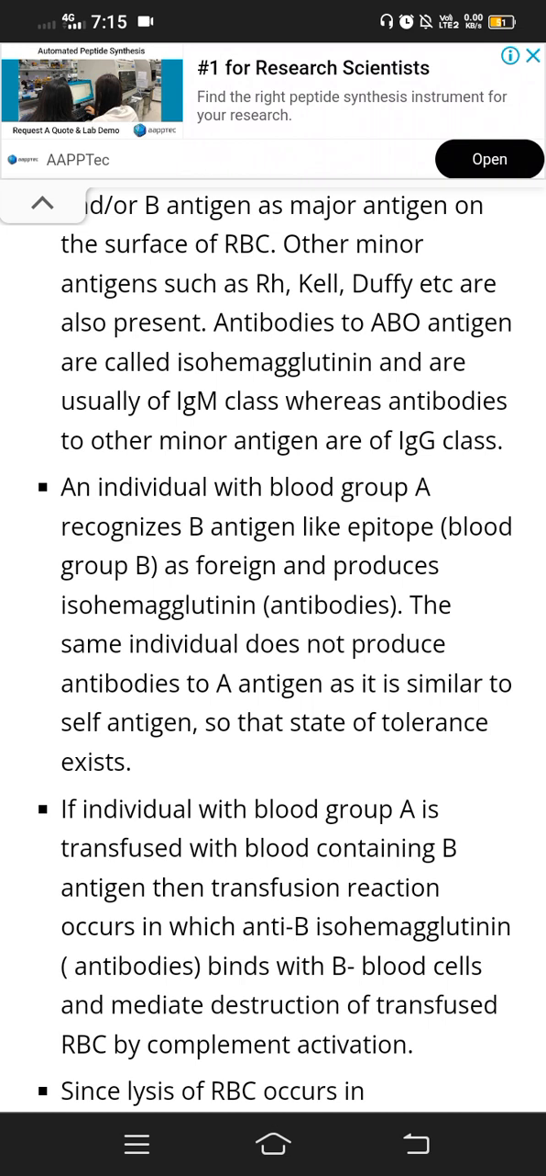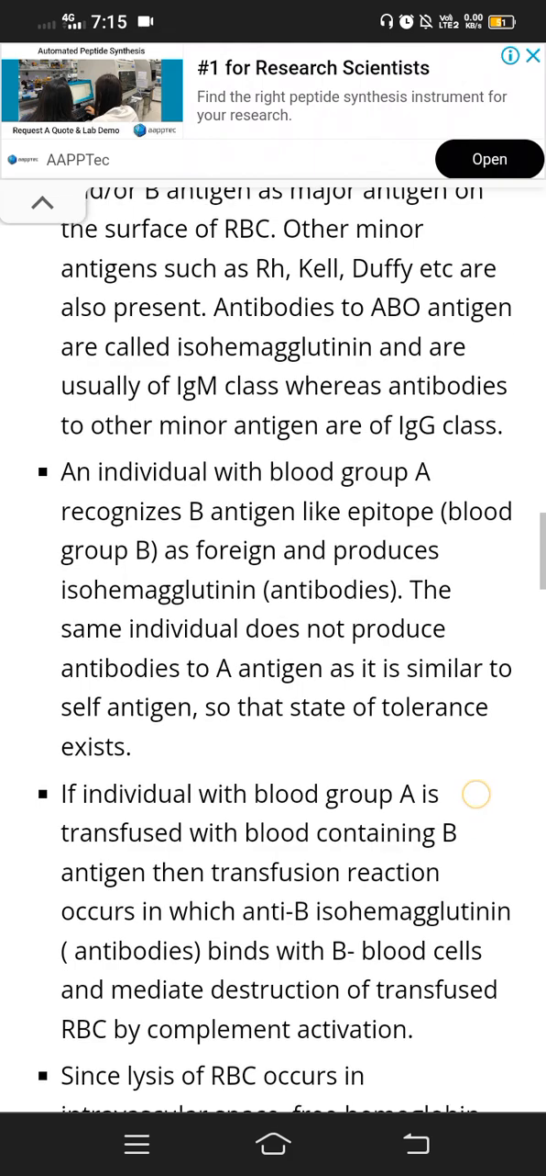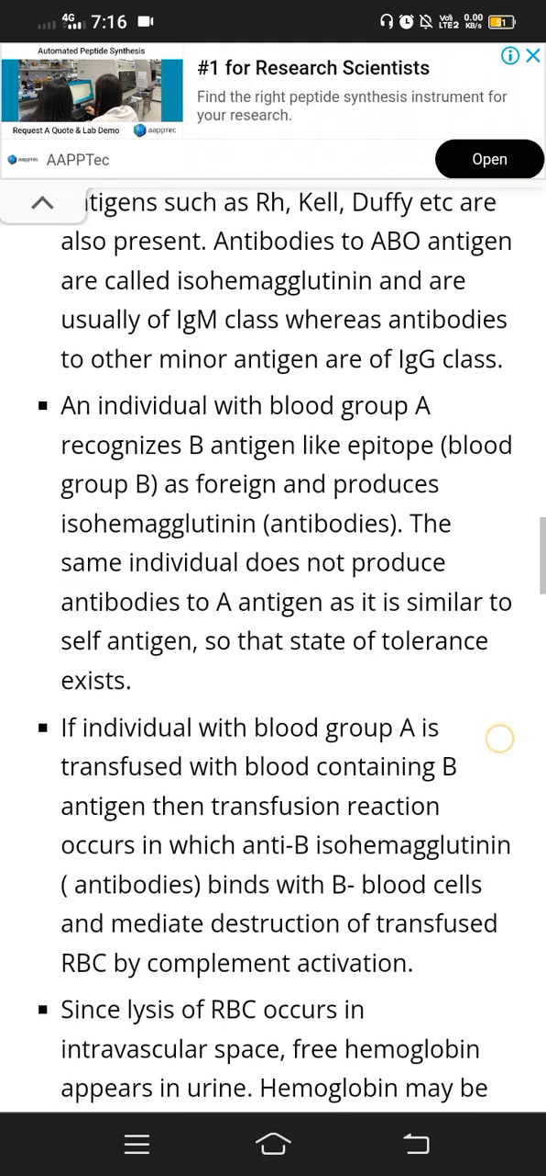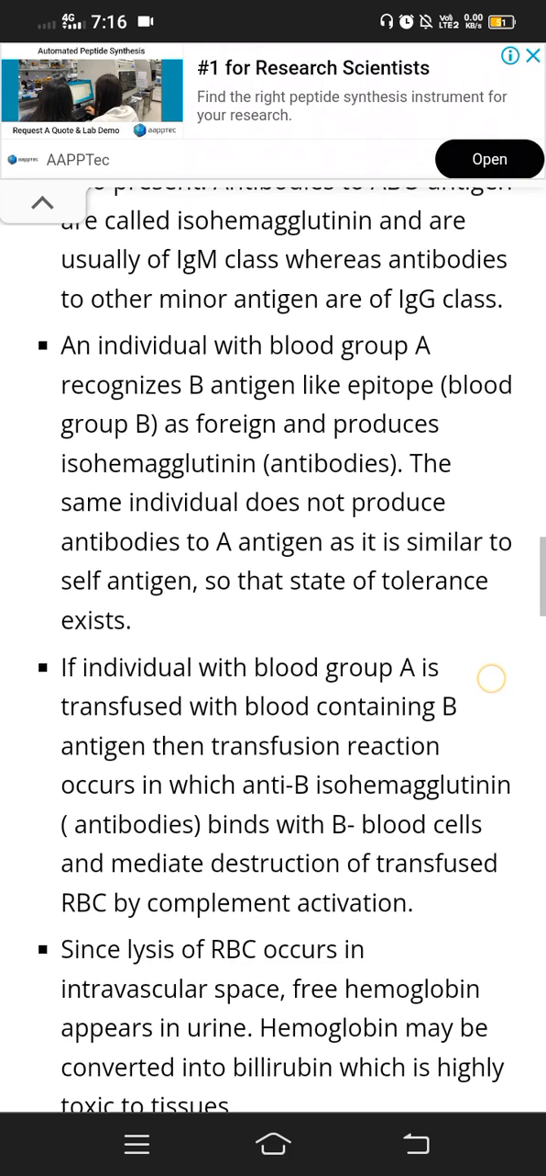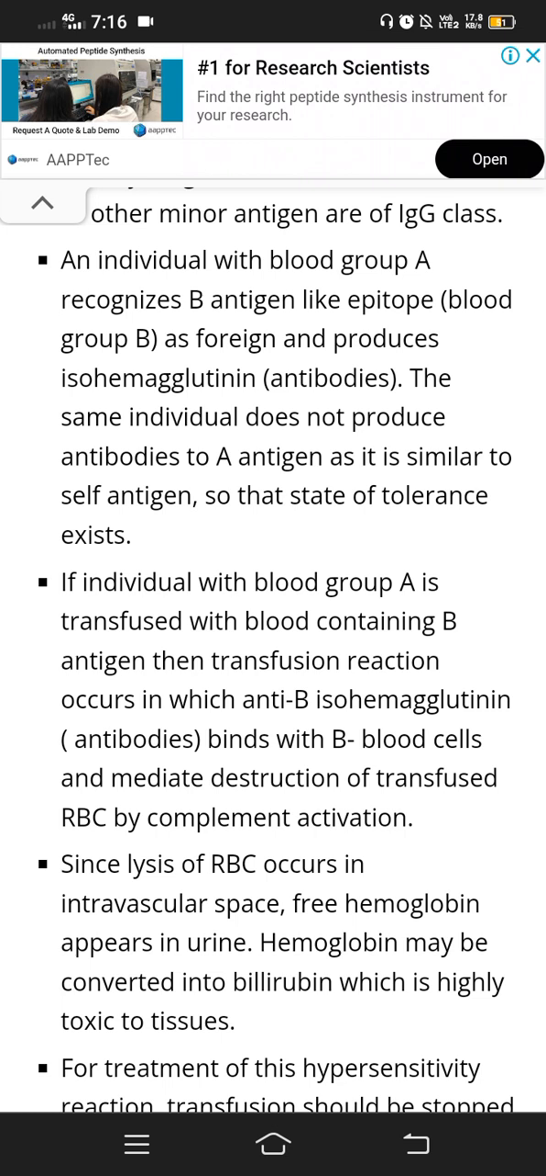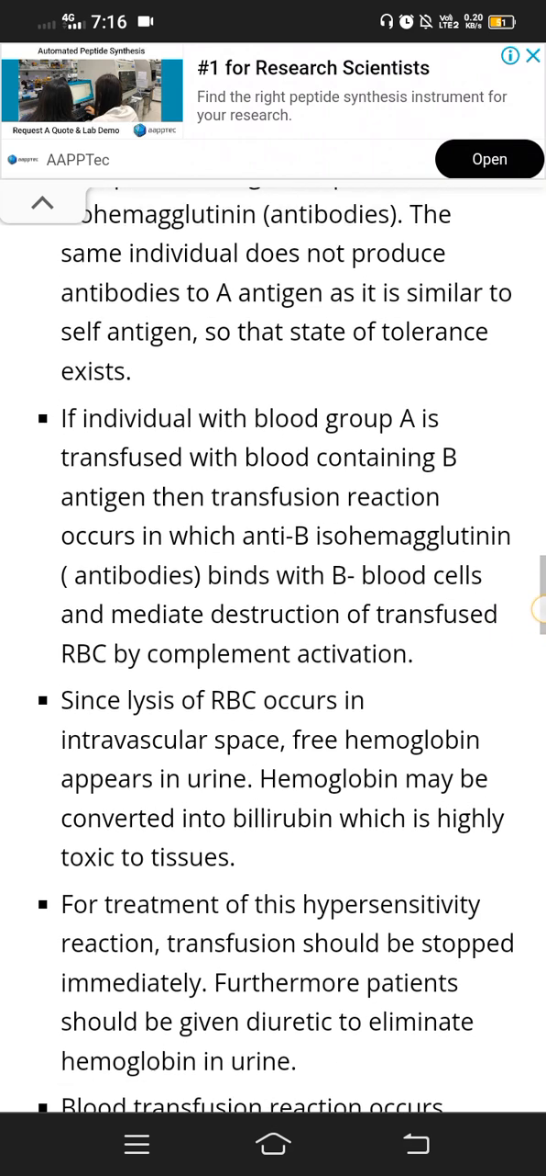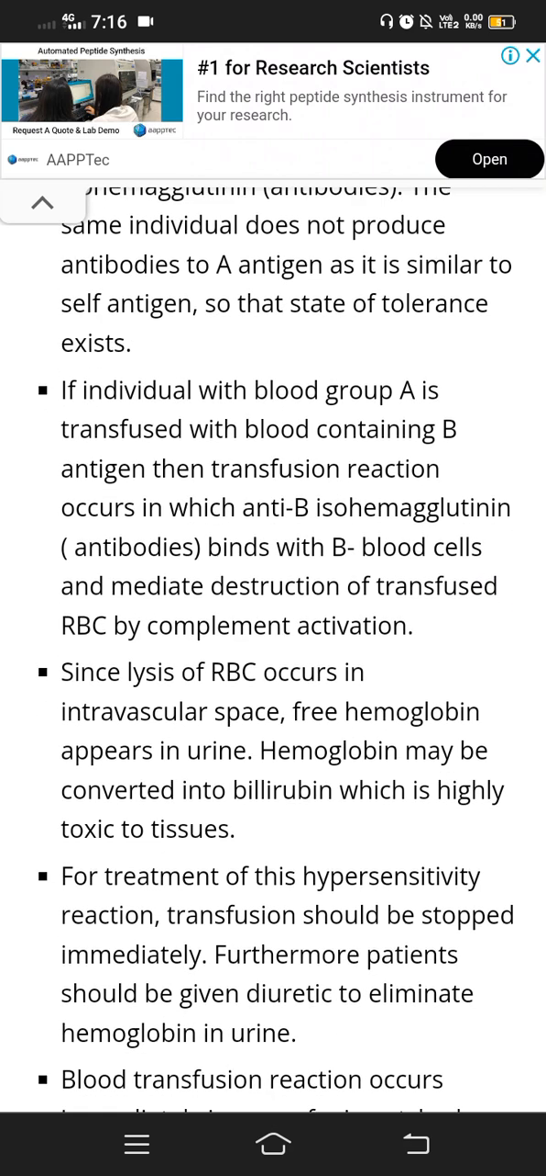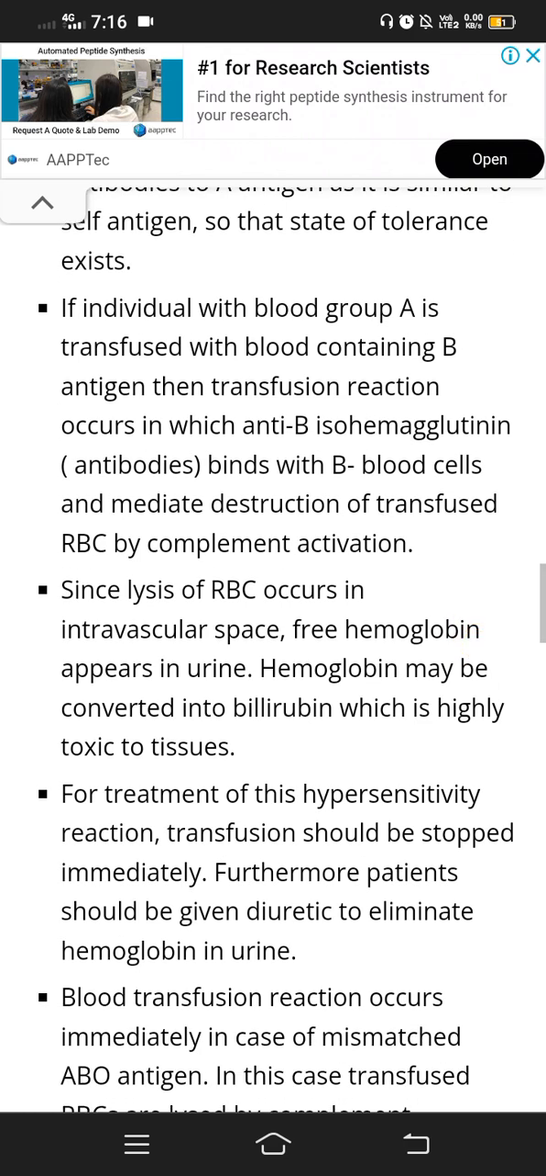An individual with blood group A recognizes B antigen, an epitope of blood group B, as foreign and produces isohemagglutinin antibodies. The same individual does not produce antibodies to A antigen as it is similar to self-antigen, so a state of tolerance exists. If an individual with blood group A is transfused with blood containing B antigen, then a transfusion reaction occurs, in which anti-B isohemagglutinin antibodies bind with B blood cells and mediate destruction of transfused RBC by complement activation.